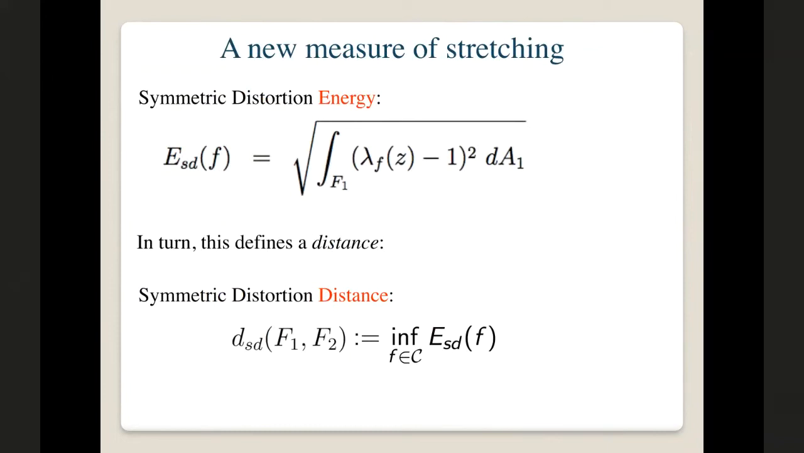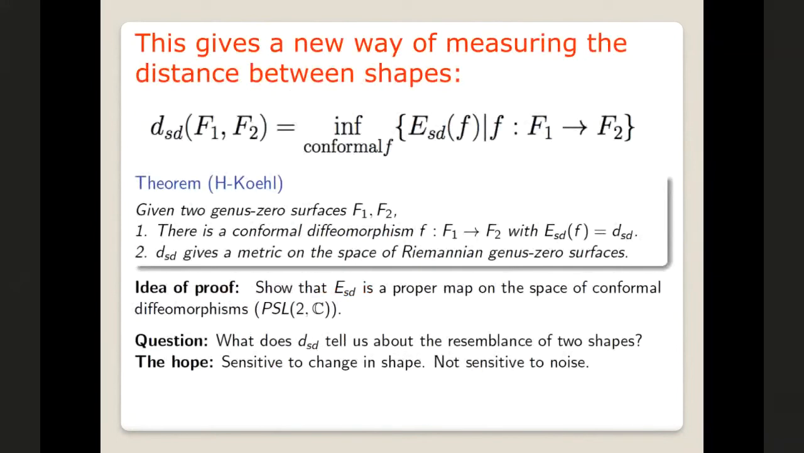So if we minimize this stretching energy over all diffeomorphisms, we get a certain distance called the symmetric distortion distance. And the theorem, which was proven in joint work of myself and Patrice Koehl, who's a colleague of mine at UC Davis in computer science, is that if you make this definition, you really do get a metric. And what's more, the minimizer is actually realized by a conformal diffeomorphism. So this metric is realized by the smallest stretching conformal diffeomorphism, and that particular diffeomorphism gives us a particular alignment between two shapes.